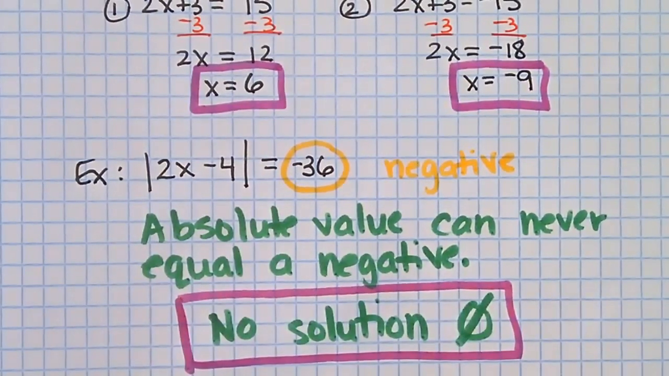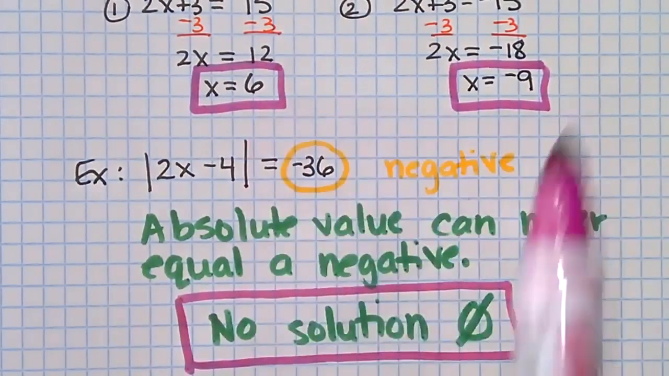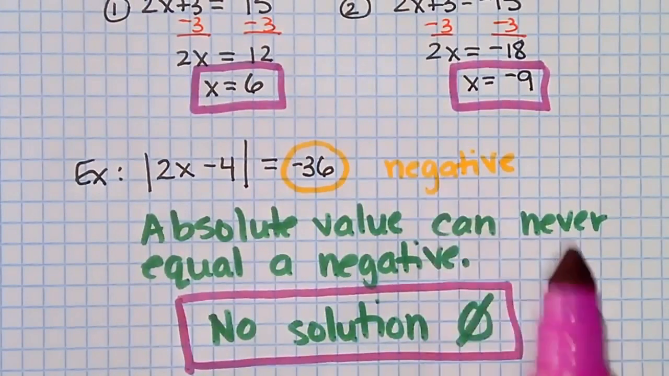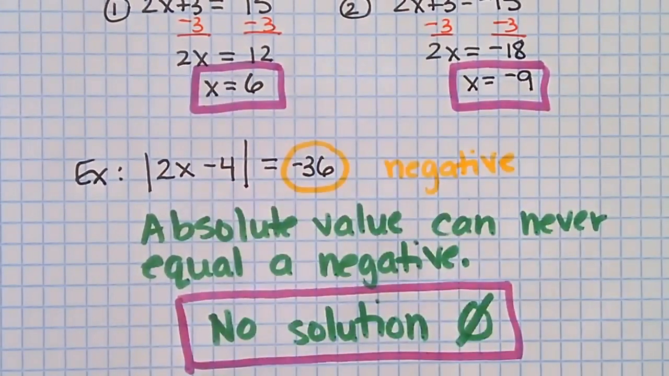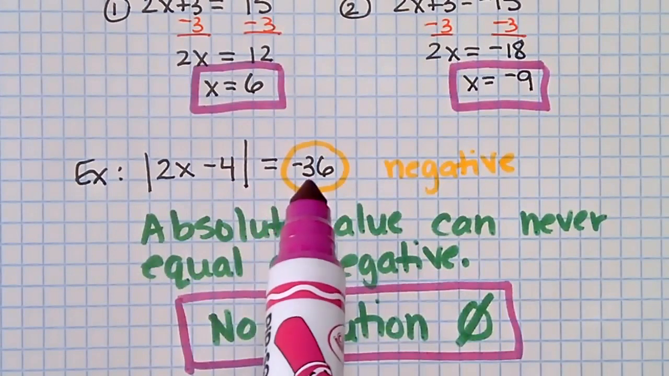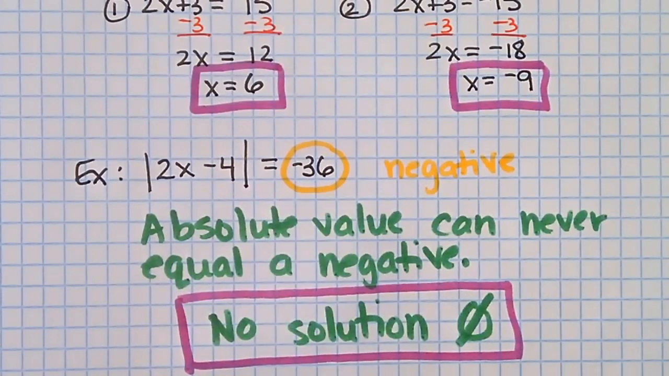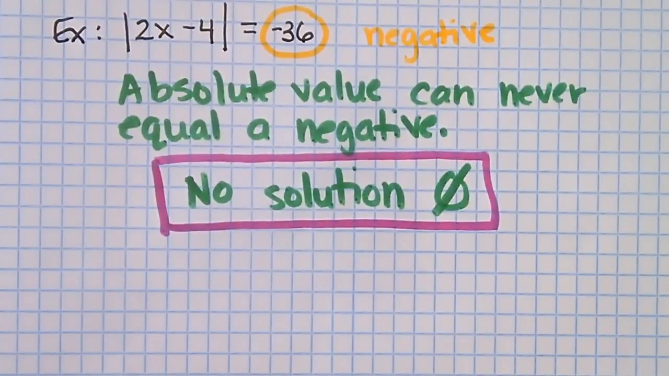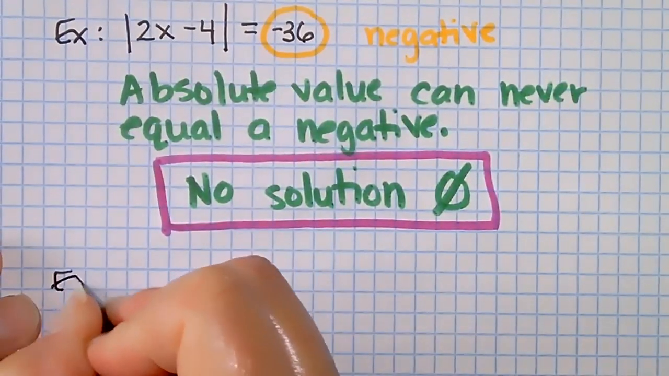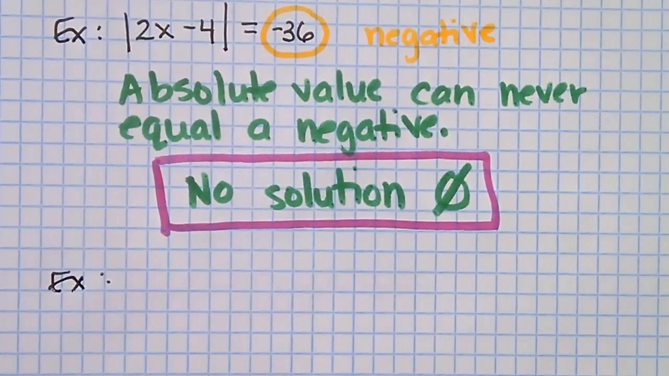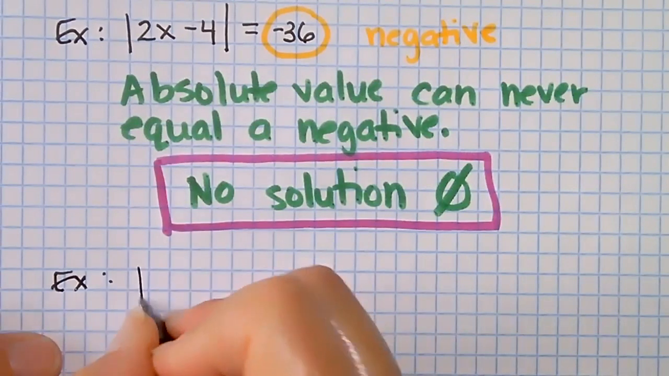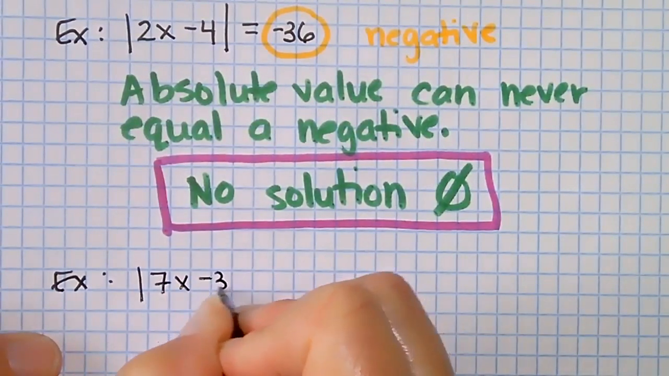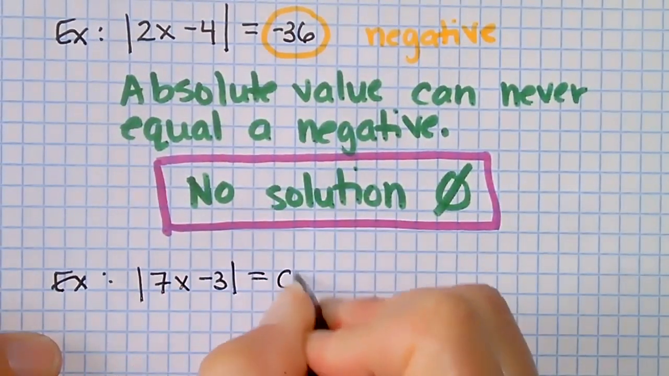Okay, so far I've gone through ones where you get two answers, because we are setting it equal to a positive and we write two equations and solve. I did one where it's equal to a negative, and that is no solution. Now let me do one that's equal to 0. So for example, let's say we have the absolute value of 7x minus 3 is equal to 0.